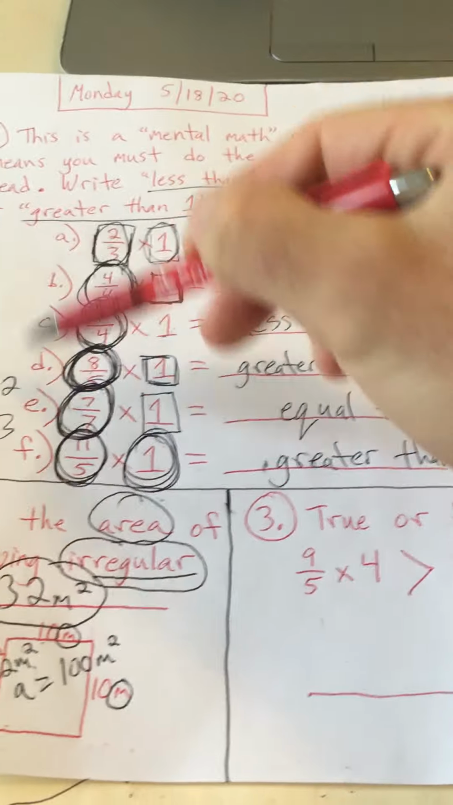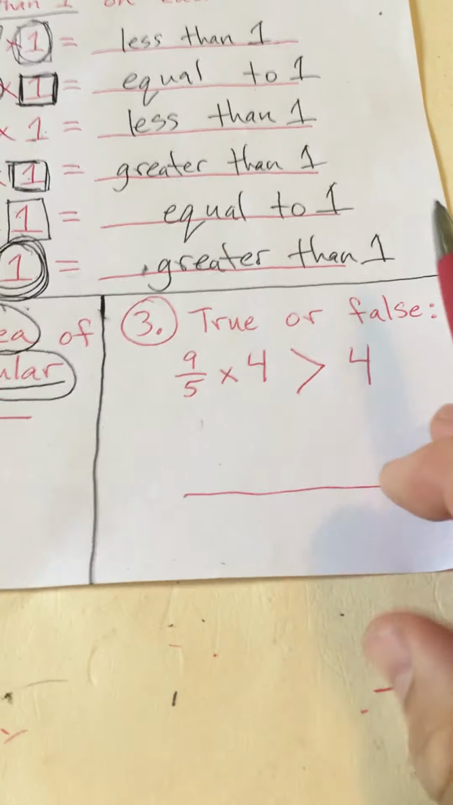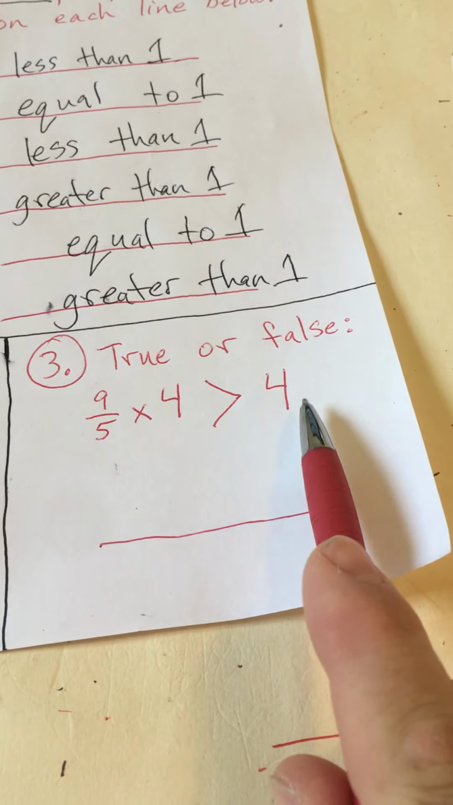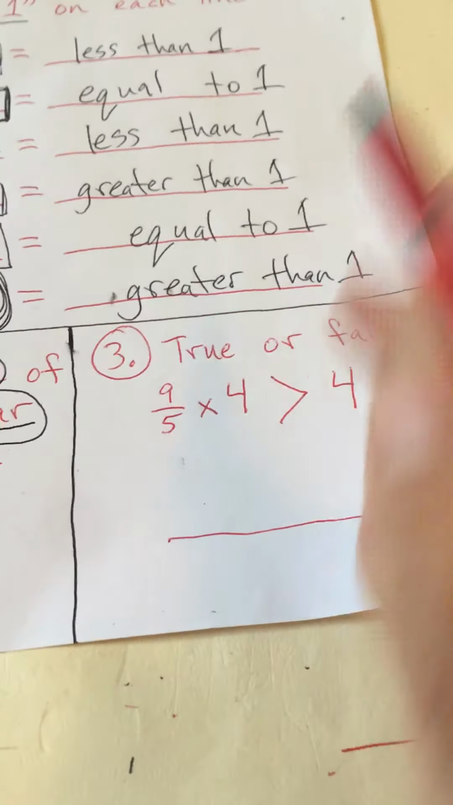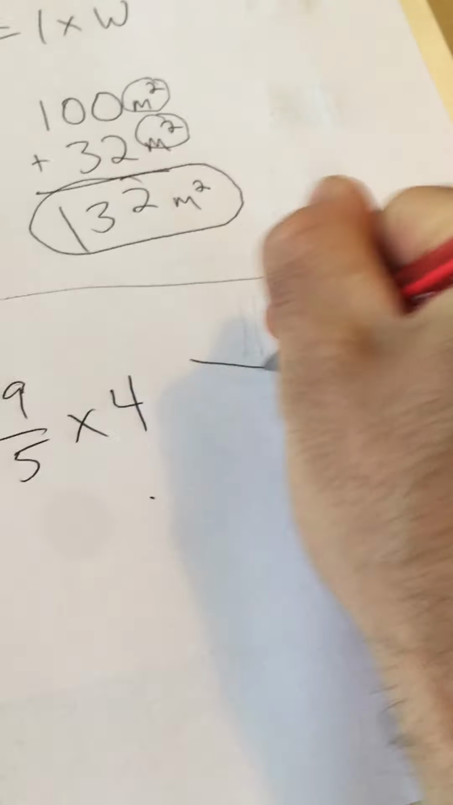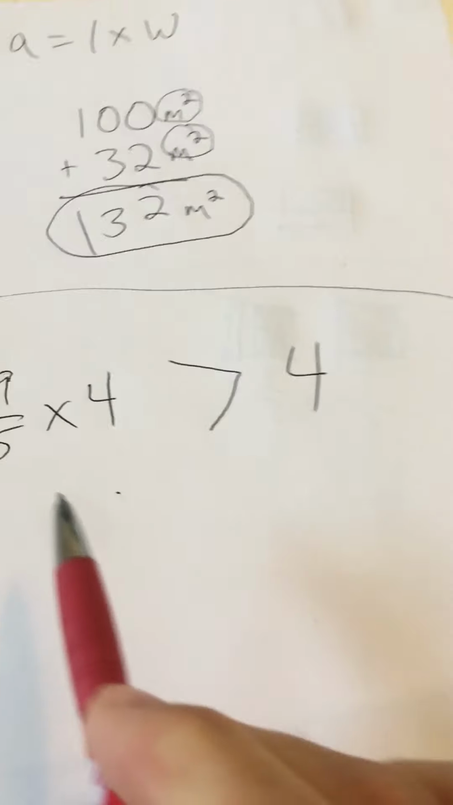So this is using what we learned about up here. So if this was confusing to you, pay attention now and it might make it a little more clear. So 9/5 times 4 is greater than 4. That's what this is saying. We need to say true or false. 9/5 times 4 is greater than 4. Is that true or false?